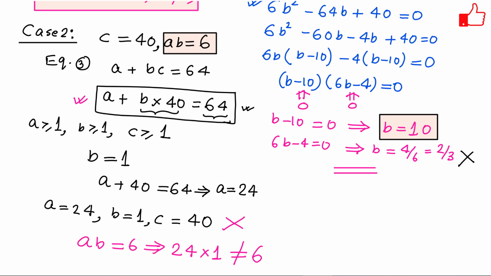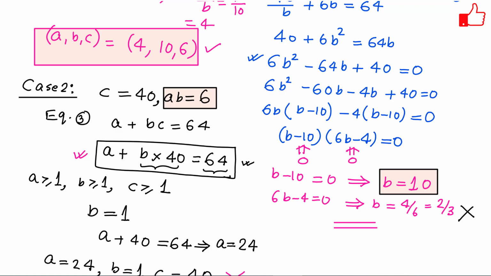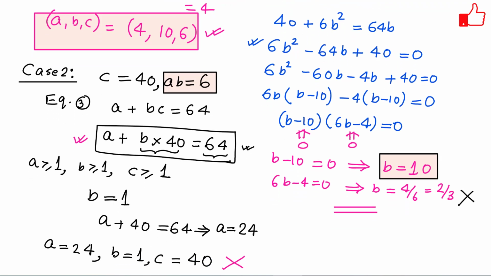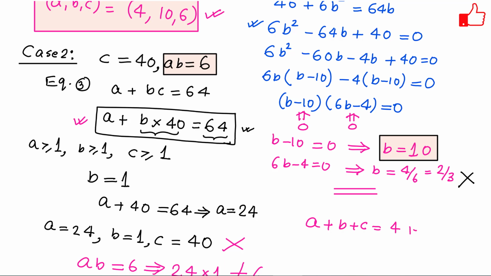So for this problem we have only one solution, and that solution is 4, 10, 6. So in the question you have to find the value of A plus B plus C. So this is 4 plus 10 plus 6. So this is equal to 20.